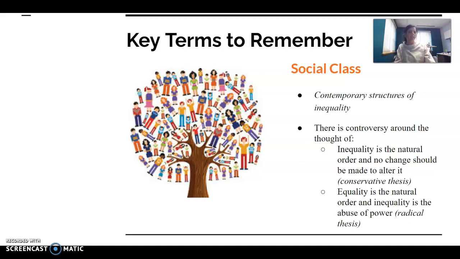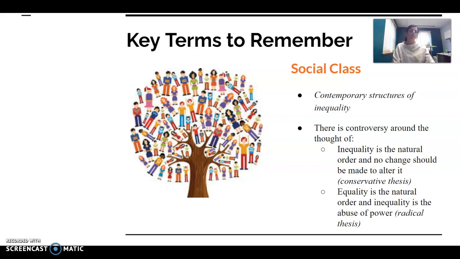There are different theses, different positions on the idea of social class, because there can be some controversy. A more conservative thesis is that inequality is natural. We are not all equal coming into life, so no change should be made to alter it and to empower individuals who are in a different class than others. They say this is the natural order of events, and this is how society is intended to be.